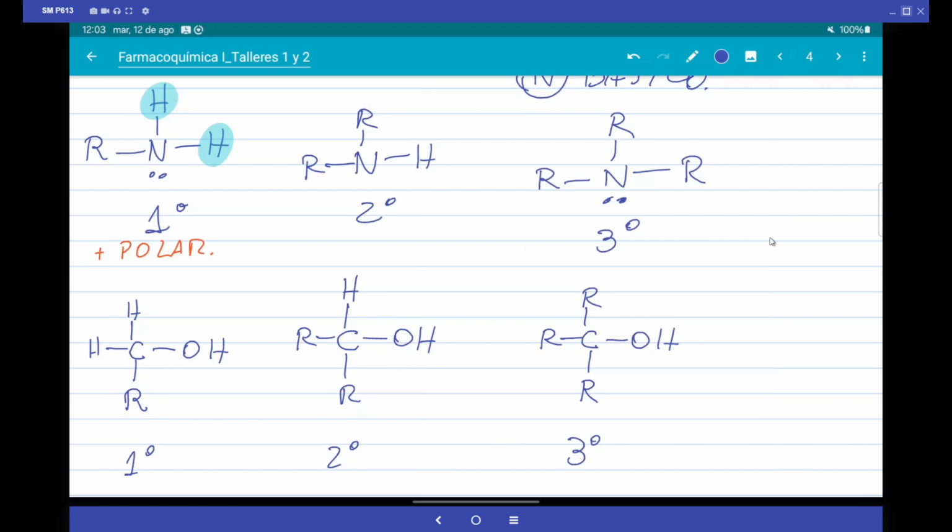Do you remember how much it could dissolve? It said one amine. Of course.